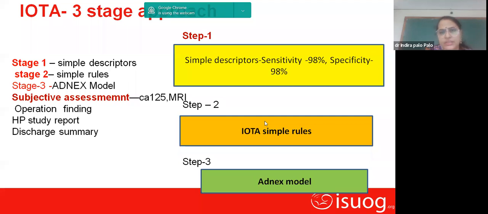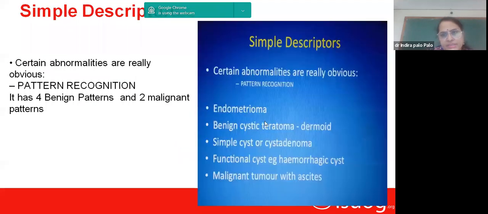So the first thing is the simple descriptor. Certain abnormalities are really obvious. If you see a person from her walk or from her dress sense, you can know this is Masha madam, this is Mala madam, like this. This is a simple descriptor. You see from a distance, you can recognize a person, you can recognize a thing simply. That is what a simple descriptor is.